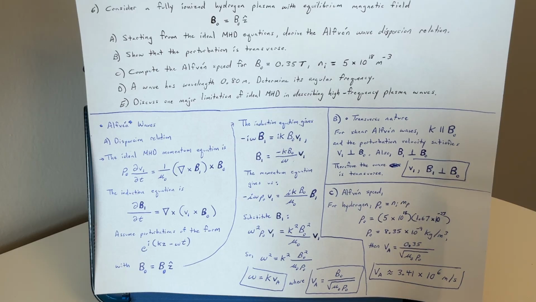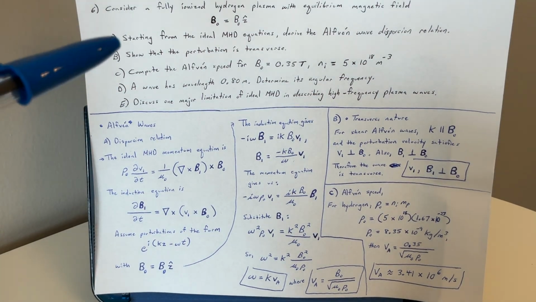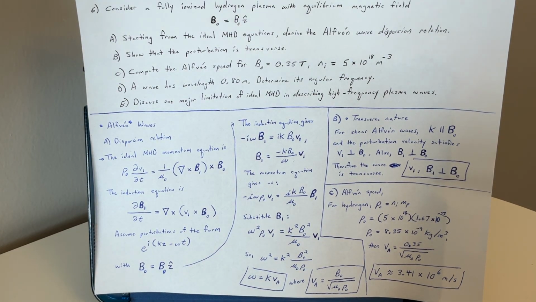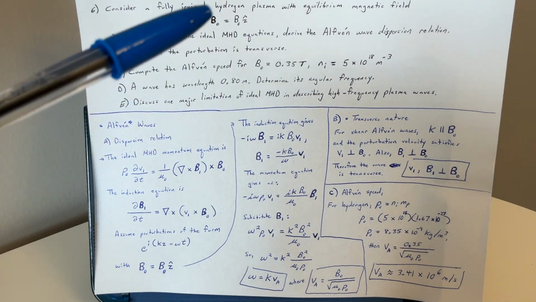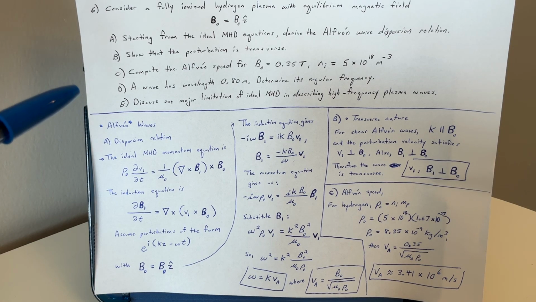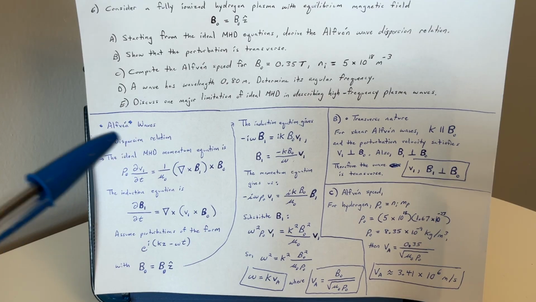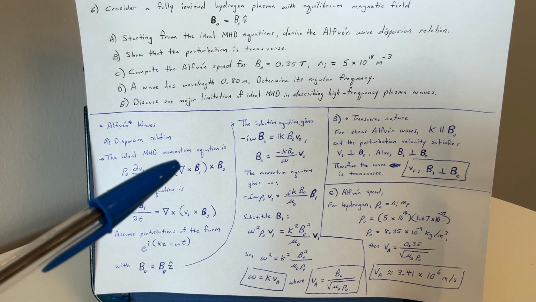Number 6. Consider a fully ionized hydrogen plasma in an equilibrium magnetic field where B naught equals B naught z hat, starting from the ideal MHD equations. Derive the Alfvén wave dispersion relation. So technically, we're dealing with Alfvén waves. Dispersion relation here, the ideal MHD momentum equation.